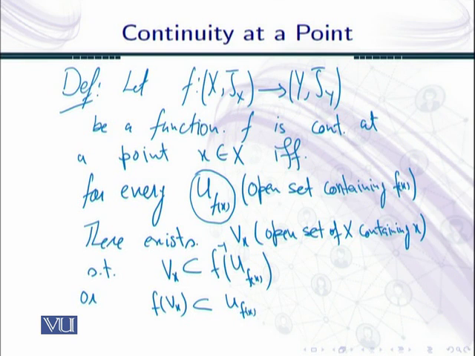So if for some point x I can find a V x corresponding to every U f of x such that this condition or this condition, both being one and the same thing, holds, then I say that this function f is continuous at that point x of X. Now if I want to check the continuity of a function at some point, what do I have to do? I have to do the following three things.